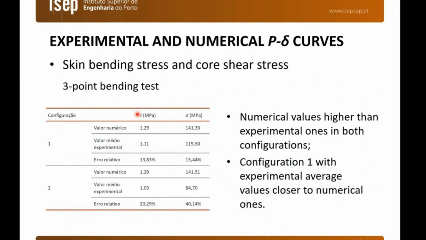In terms of skin bending stress and shear stress, we have the comparison of shear stresses and tensile stresses, both numerically and experimentally, and here we can see the relative error. We have both configuration 1 and configuration 2, and we can see that numerical values are higher than experimental ones in both configurations, up to 15% in the first configuration, and up to 40%, which is significant, for configuration 2.